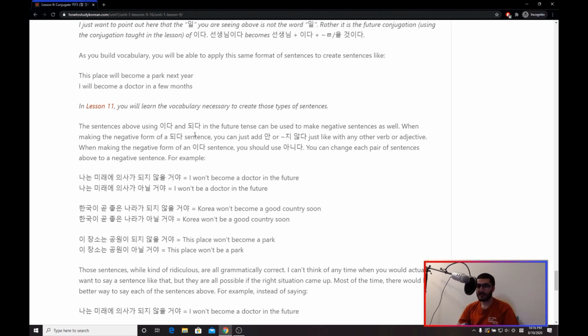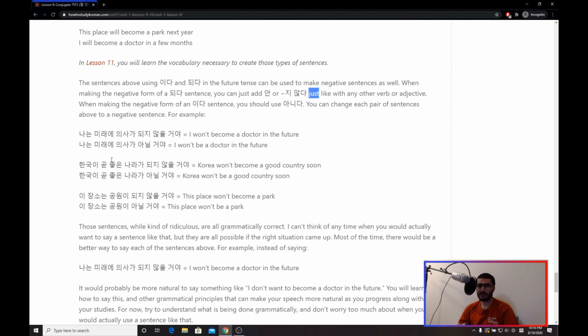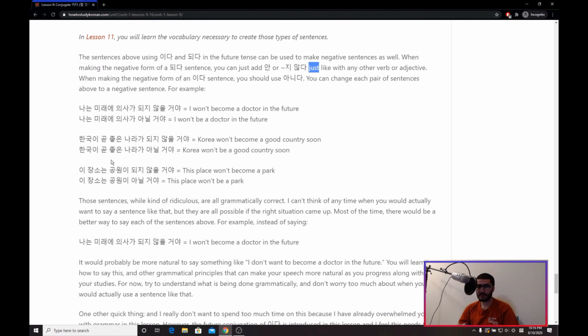When making the negative form of 되다 sentences, you can just add 안 or 지 않다, just like any other verb or adjective. What that means is, you can say 되지 않을 거야 or 아닐 거야. So, let's see. 이 장소는 공원이 되지 않을 거야. This place won't become a park. Or 이 장소는 공원이 아닐 거야. This place won't become a park. Or won't be a park.